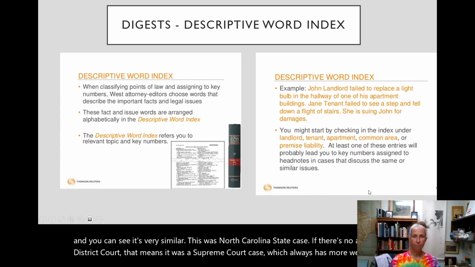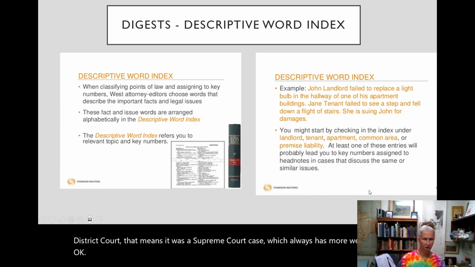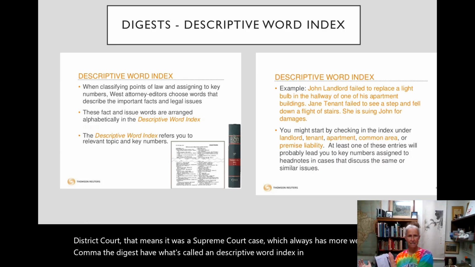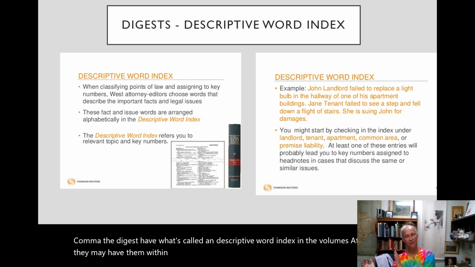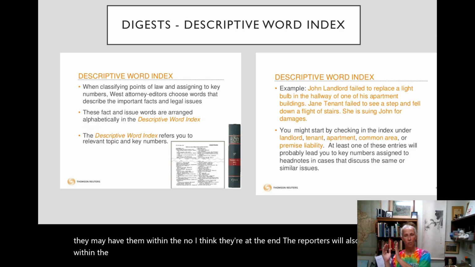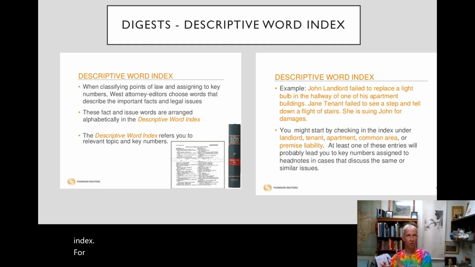Okay. The digests have what's called a descriptive word index in the volumes at the end. They may have them within the... No, I think they're at the end. The reporters will also have this within the reporter. So each volume of the reporter will have a little mini descriptive word index for that reporter. I believe that's correct. It's been a while since I pulled one.